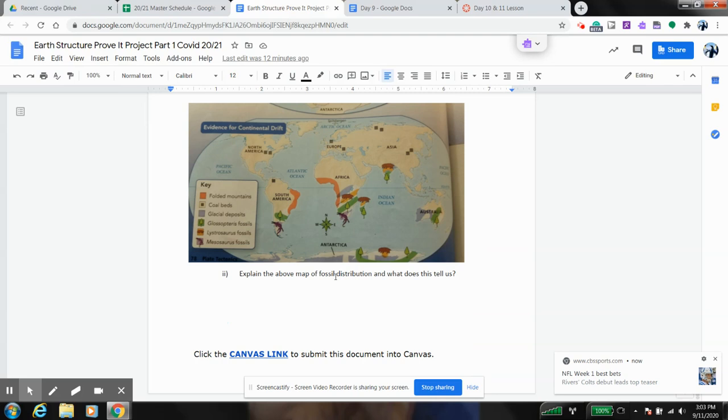Then we have a picture here. This picture is the last thing you're going to do. You're going to explain the above map of fossil distribution. So you notice how these fossils are distributed around the world. You need to explain what's going on, and you need to explain what this tells us. Again, do that in detail. Then you're going to click the link, and you're going to submit this into Canvas. This is going to be your first Prove It project.